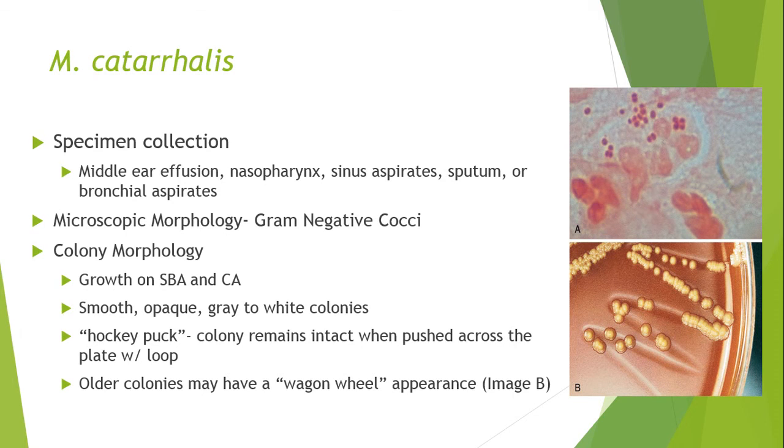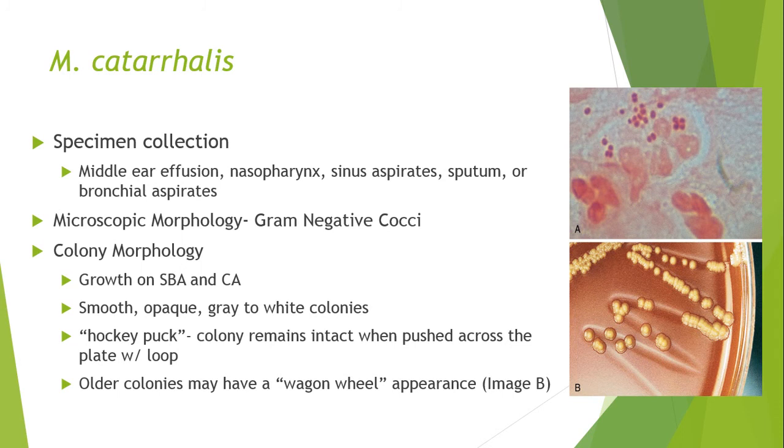Bronchial aspirates. On your microscopic morphology or gram stain, see how big these are compared to gonorrhea? Gonorrhea was very small. Moraxella is very fat, very large gram-negative cocci. And its colony morphology, it does grow on sheep blood agar and chocolate agar. So it's not fastidious. We see smooth, opaque, gray, white colonies. So it's not very unique in that sense, but it does have a hockey puck motility.